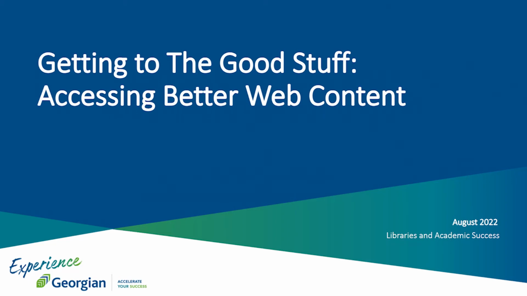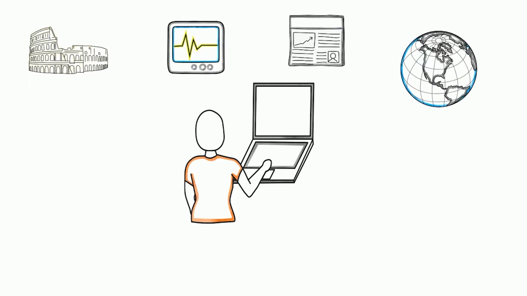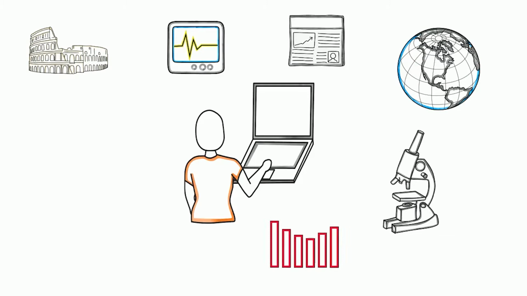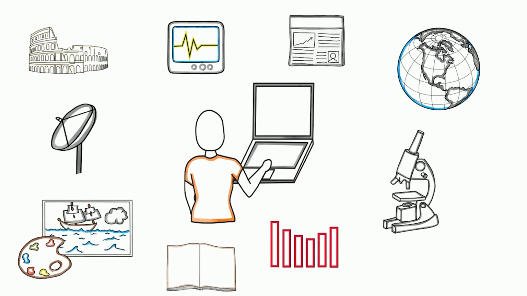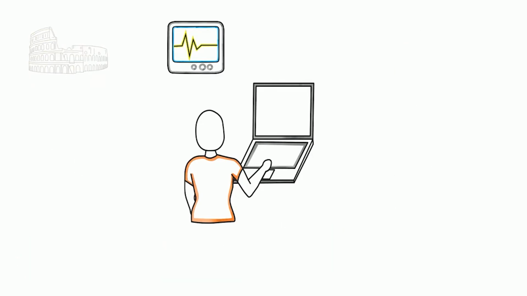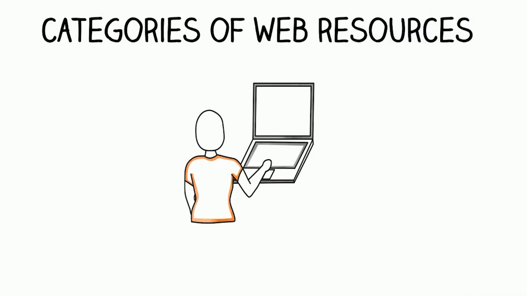Getting to the good stuff, accessing better web content. You can find lots of research-related material on the web. Information is added to and subtracted from the web every day, so it's important to know the best types of web content for college-level research. Let's look at some categories of web resources that can often provide reliable information for your assignments.